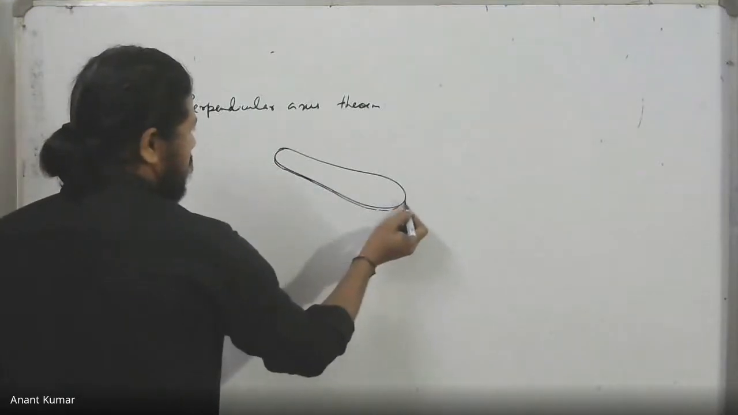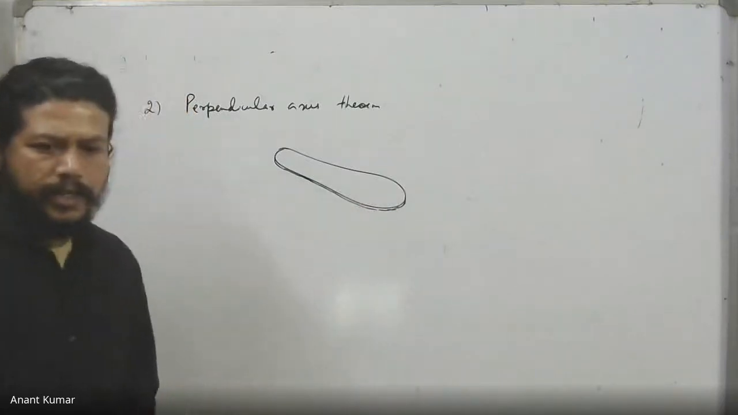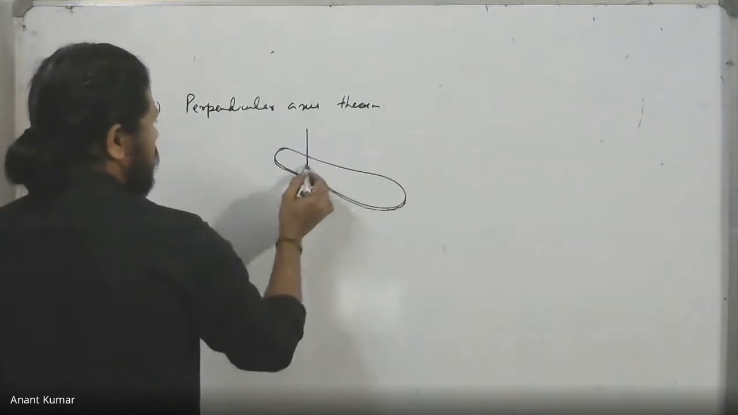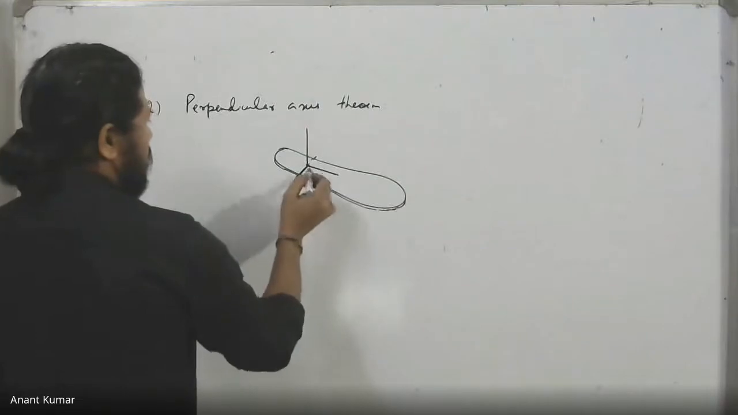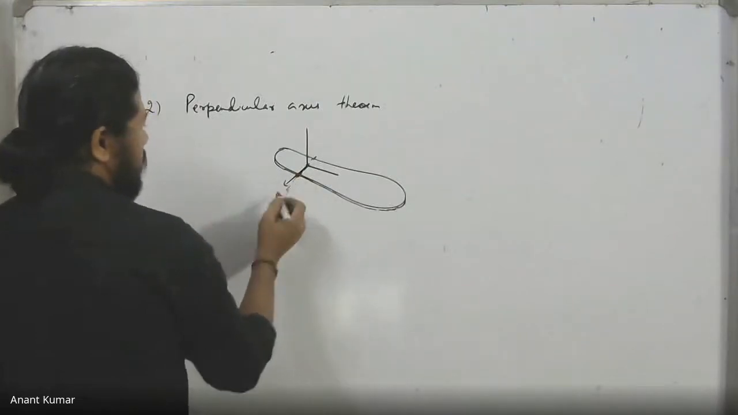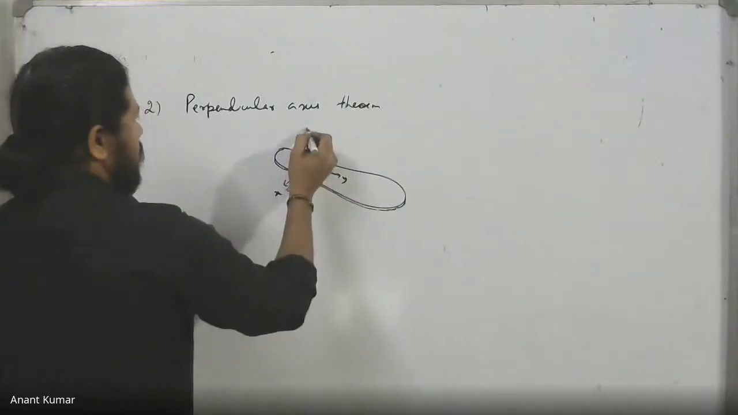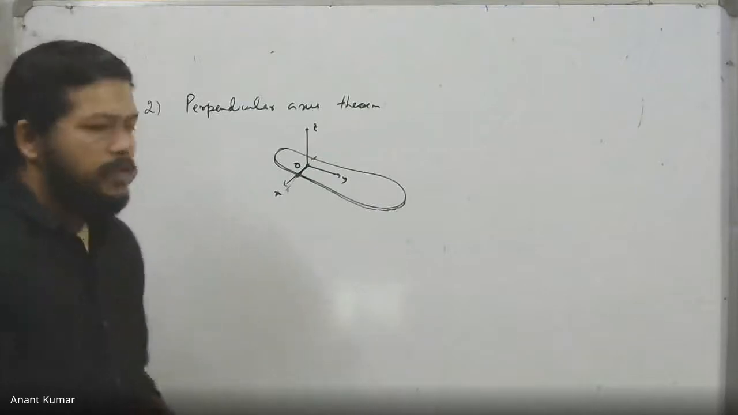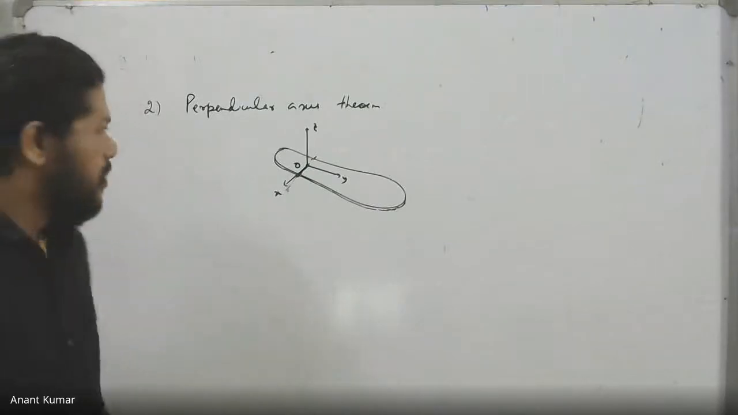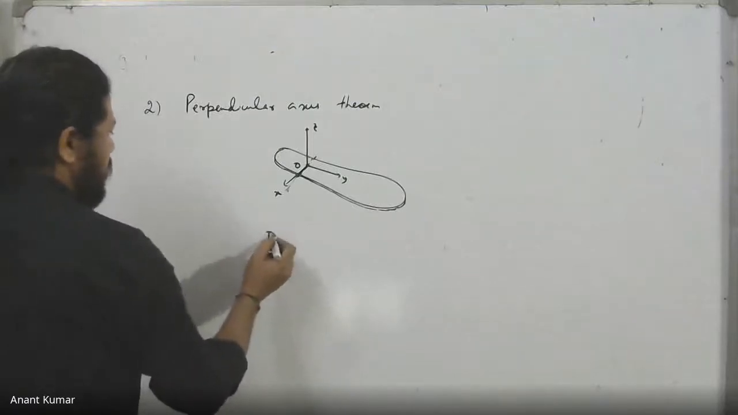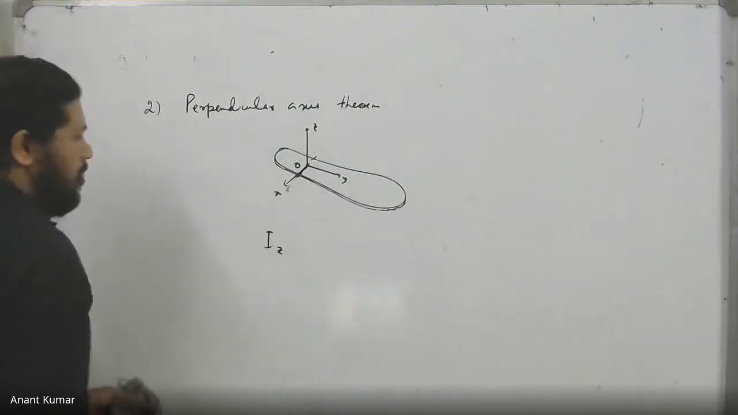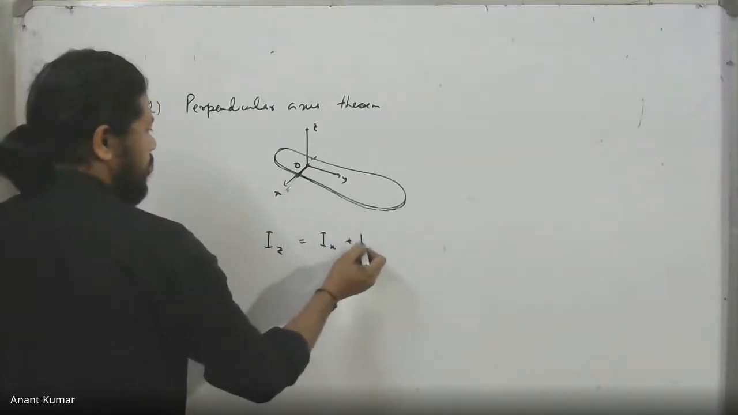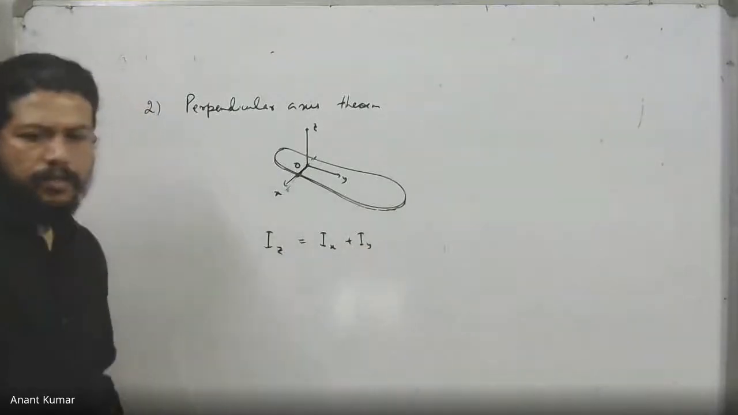If I take, for example, a laminar object over there, a sheet-like structure, and some point over here, O, through which there are three mutually perpendicular axes that pass through the point O. X and Y axes are lying on the plane, while the Z axis is perpendicular to the plane of the object. Then the result says that the moment of inertia about the Z axis, that is the axis perpendicular to the plane actually, is a summation of the moments of inertia about the X and the Y axis.